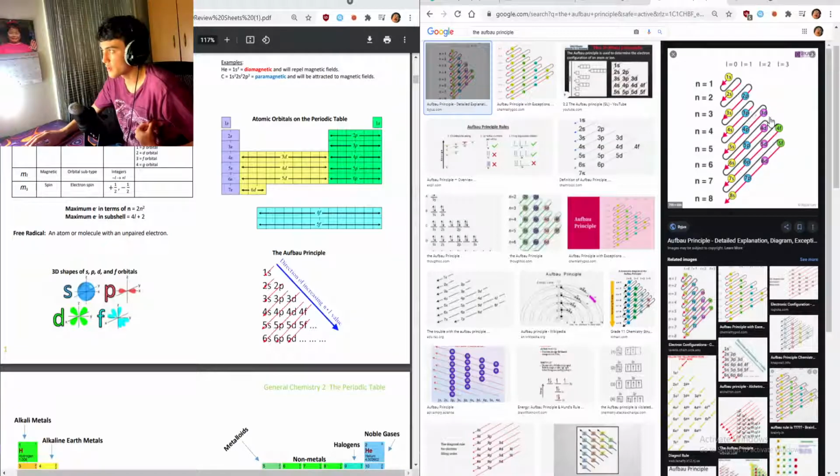Because you're filling it up. You see how this is still on the 3rd line? You're going through 4S, and then you're going back to 3D, this line right here. And then you're going back to 4P, the 4th level. 3rd level, 4th level. So you just have to follow the line. If you remember the structure, I think you'd be able to write any electron configuration easily. Okay.